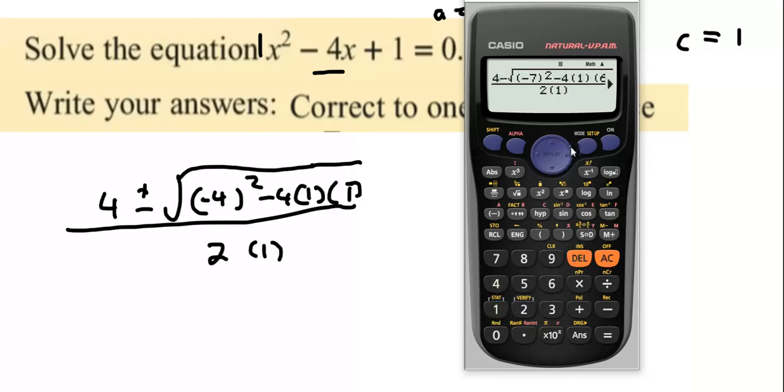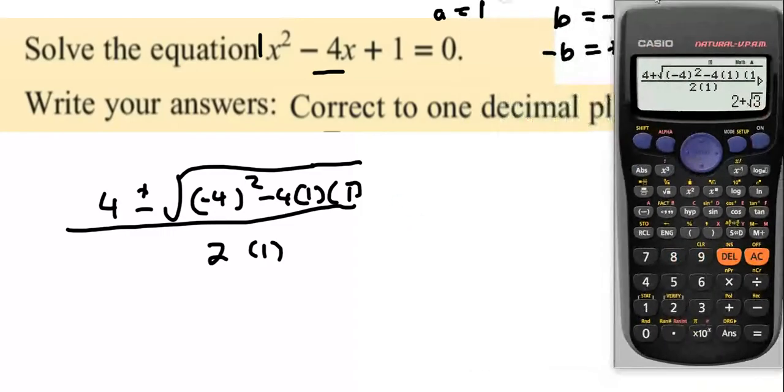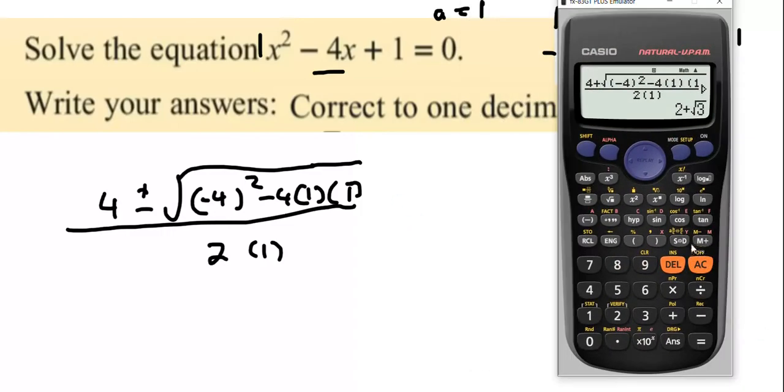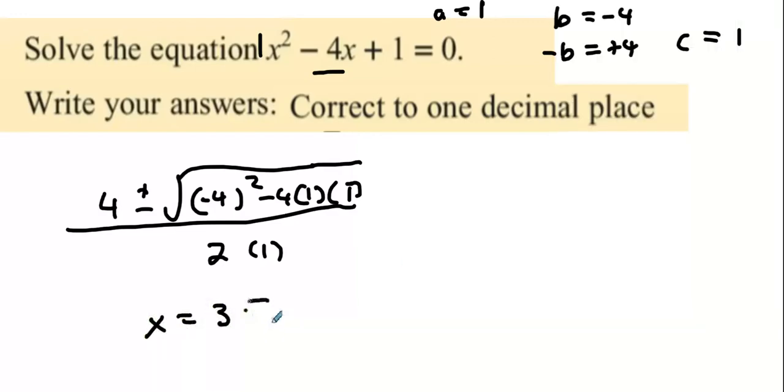4, plus square root of minus 4 squared, minus 4 times 1 times 1. And that's 2 plus root 3, but it doesn't want it in short form. It wants it correct to 1 decimal place. So it's 3.7. Okay, so x equals 3.7.